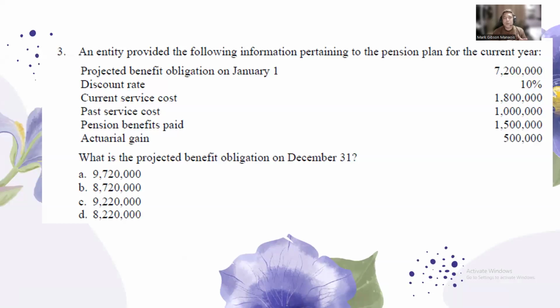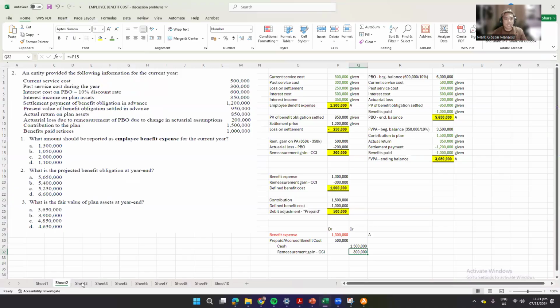So we have the PBO beginning, 7.2 million. The discount rate is 10%. Tapos ito na, current service cost 1.8, past service cost 1 million. Pension benefits paid 1.5 million, actuarial gain of 500,000. So let's have problem number 3.